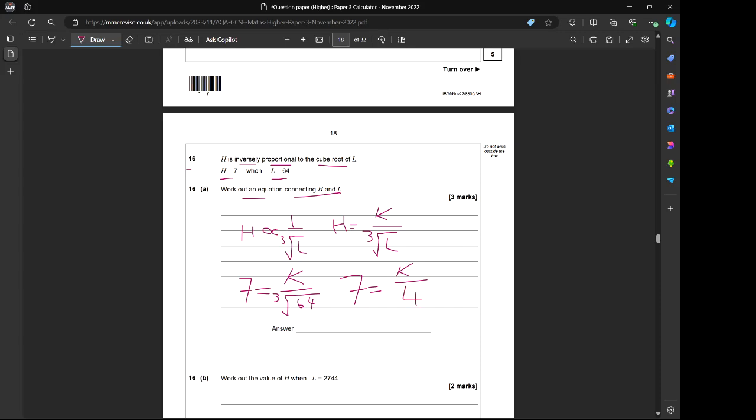To work out K, I'm going to times both sides of my equation by 4. So we get 28 equals K. And therefore, guys, the equation connecting H and L is H equals 28 over the cube root of L.